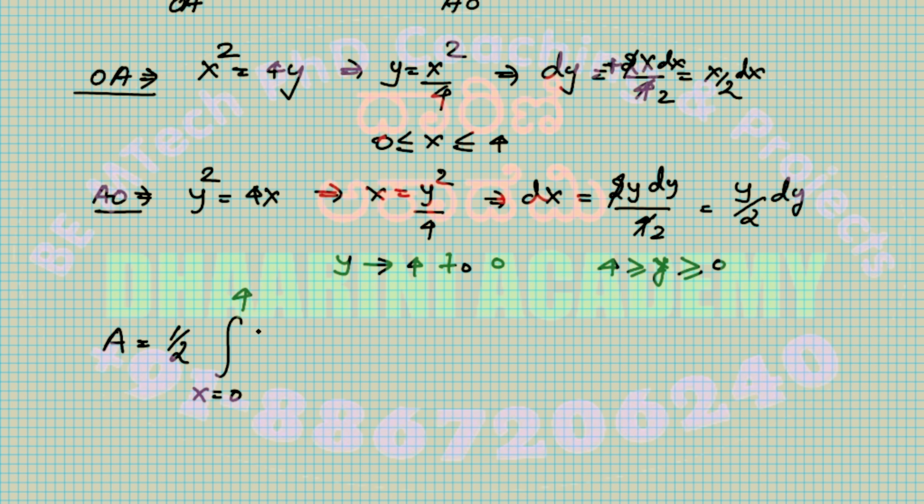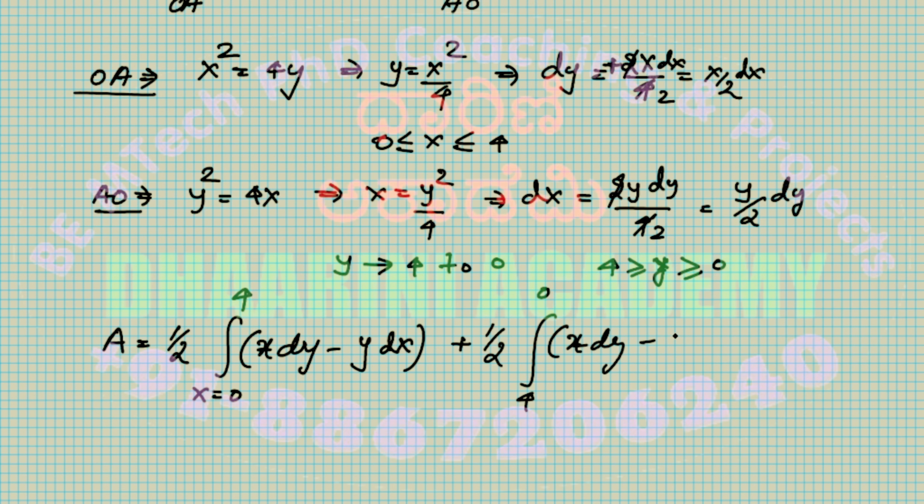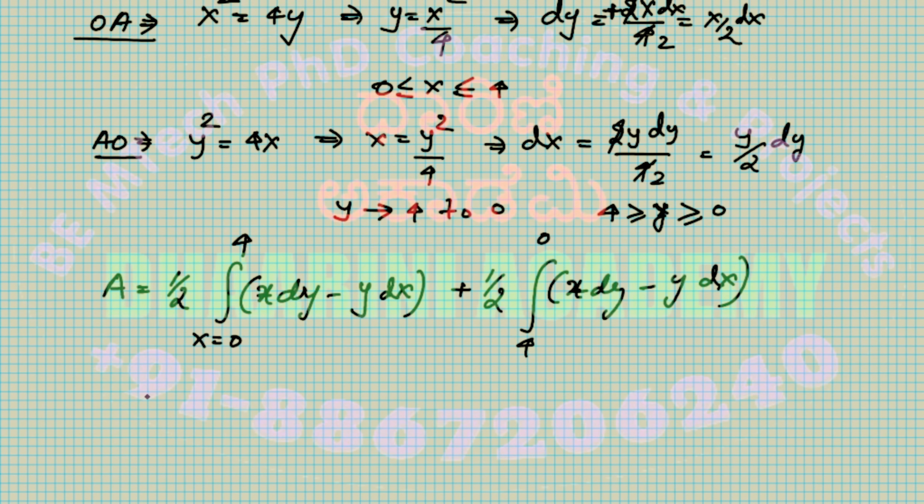Write the same term. That is x dy minus y dx plus one more half. Now this should be 4 to 0, correct? X dy minus y dx. Now substitute the values according to the above convention. So this is half integral x is equal to 0 to 4. For the first one, you substitute every y as x square by 4. Okay, and every dy as x by 2 dx.